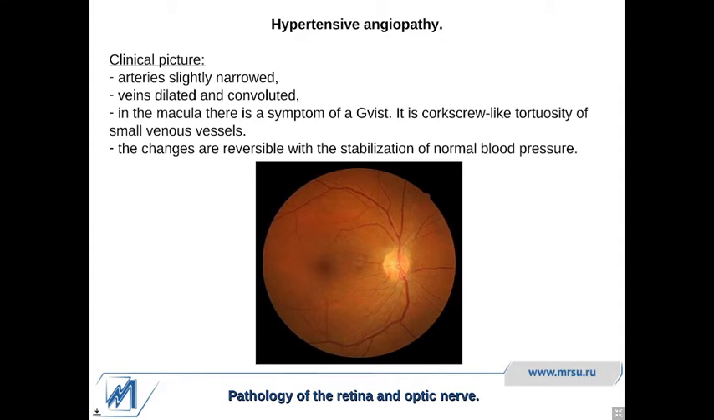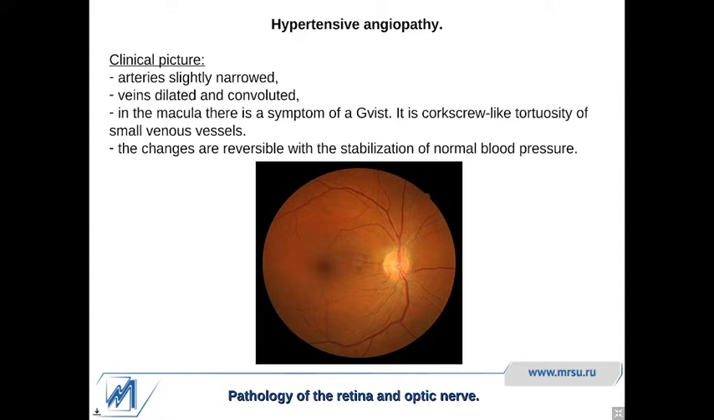The first, hypertensive angiopathy. Clinical picture here: arteries slightly narrowed, veins dilated and convoluted. In the macula, there is the symptom of Gvist. It is corkscrew-like tortuosity of small venous vessels. It is in the central part of the macula, very small arterioles and venules become such corkscrew-like tortuosity.